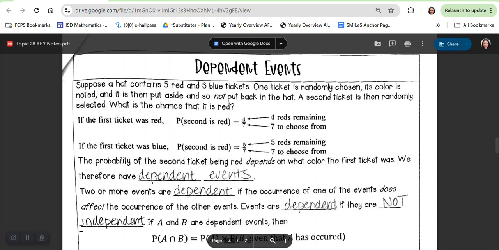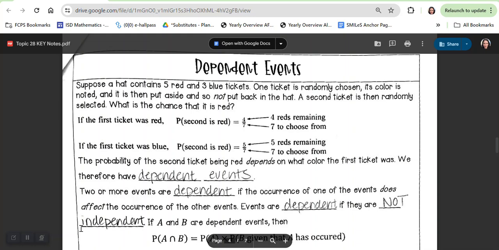So let's talk about dependent events. This is when one event happening does change the probability of another one happening. So here's an example. Suppose a hat contains 5 red and 3 blue tickets. One ticket is randomly chosen and its color is noted and put aside, so it's not put back in the hat. And then a second ticket is randomly chosen. What's the chance that it is red?